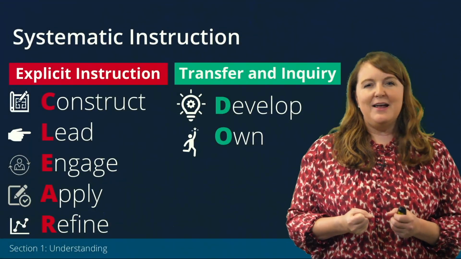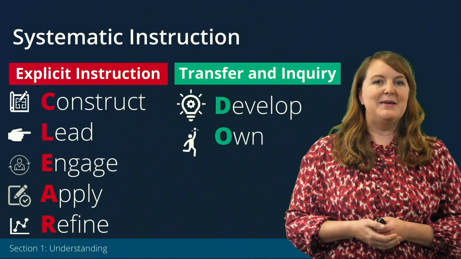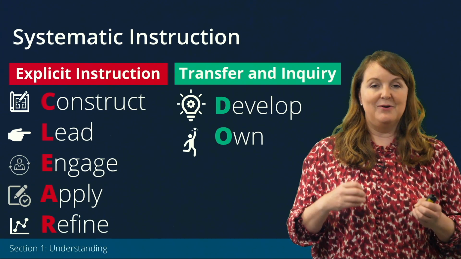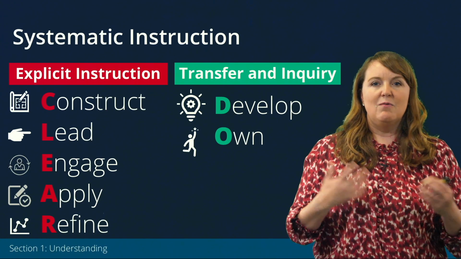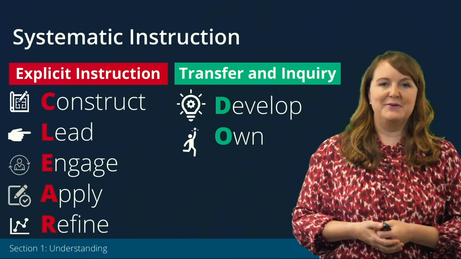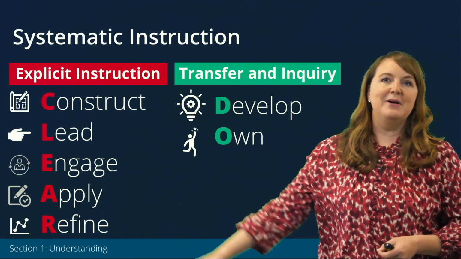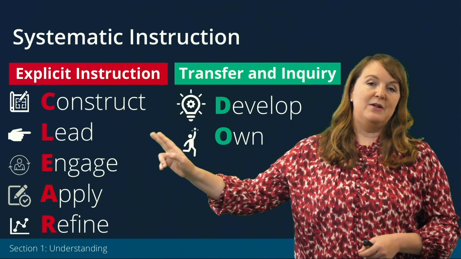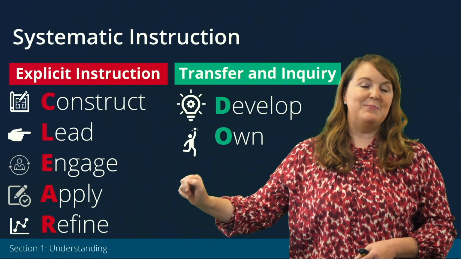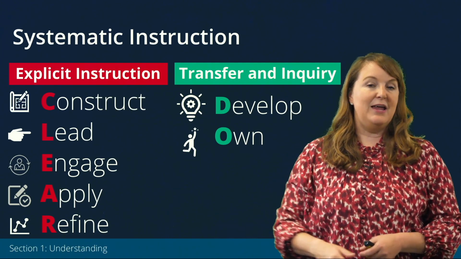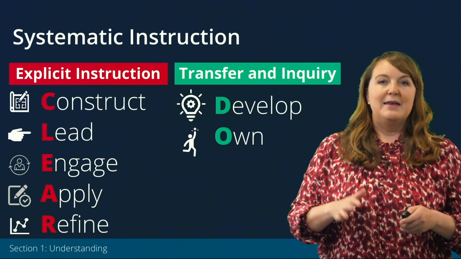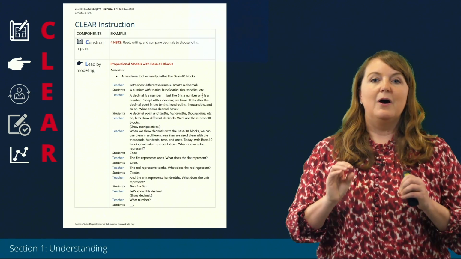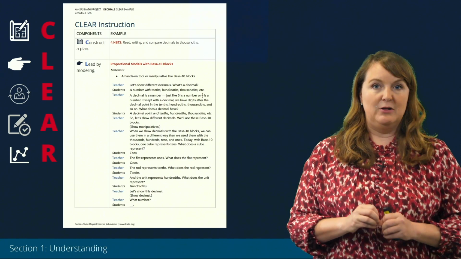We are gearing up for activity 4, and that means we are going to explore our first clear model with that activity. Now, what is clear? Hopefully I don't have to review this, but if you do need a gentle review, that means we are being very explicit with our instruction. As we construct a plan, we lead by modeling, we engage students in practice, we apply independently, and we refine with data. Now, here is an example for this module on what your clear model might look like.